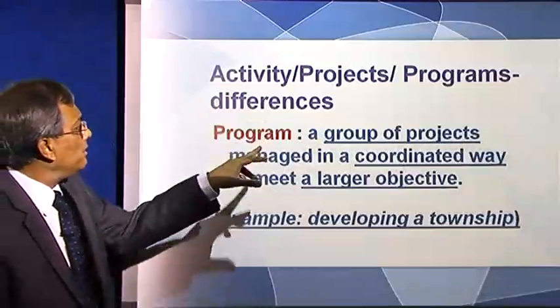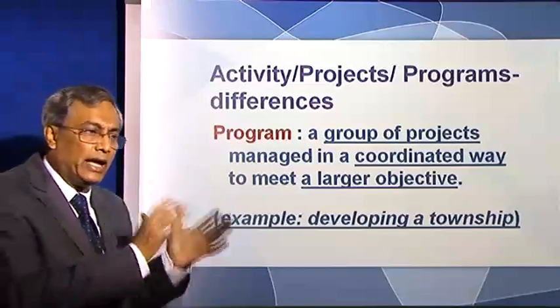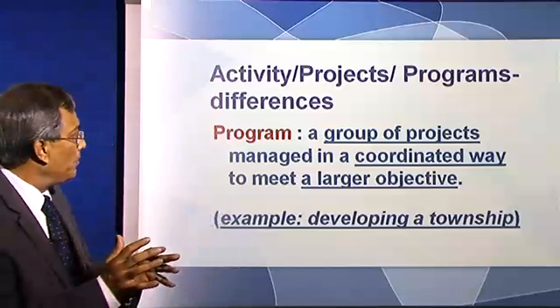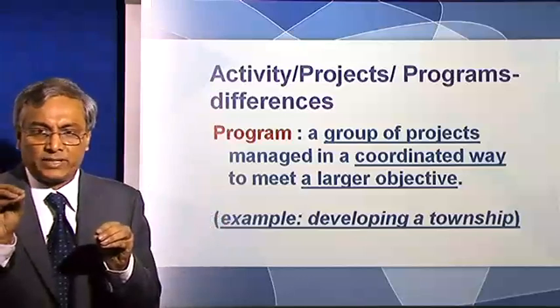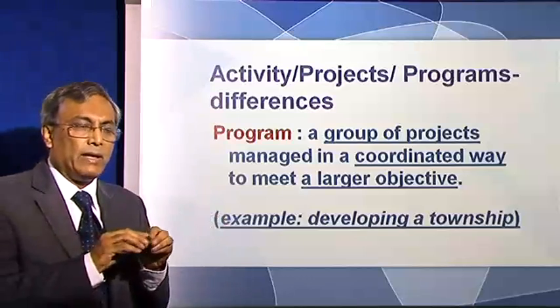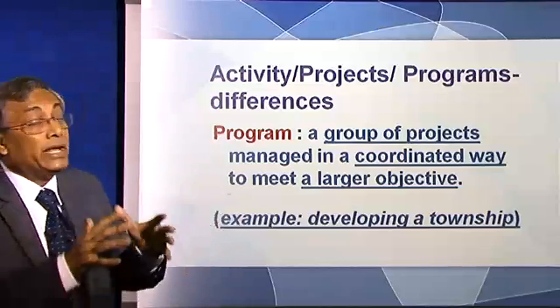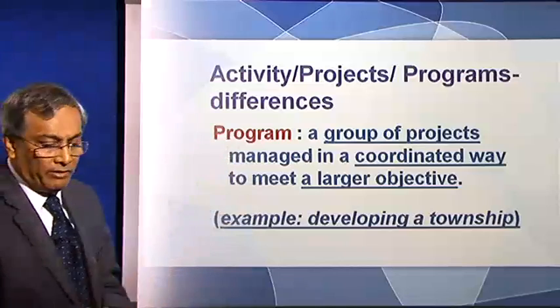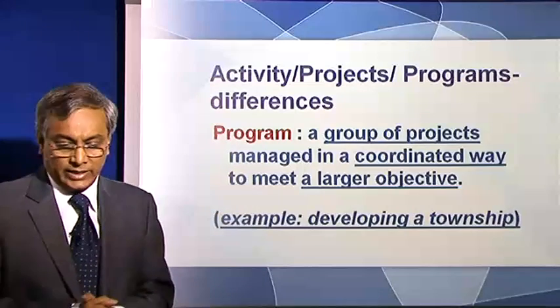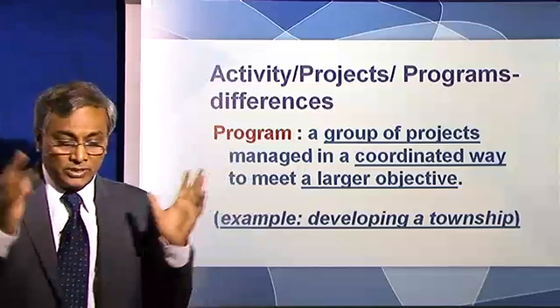There is another term that is used in industry called programs. Now, what is the difference between an activity, a project and a program? You have learnt what an activity is. It is a small series of steps to achieve a purpose. Many such activities combined together give you a project, and many such projects combined together give you a program. A program, therefore, is a group of projects managed in a coordinated way to meet a larger objective.